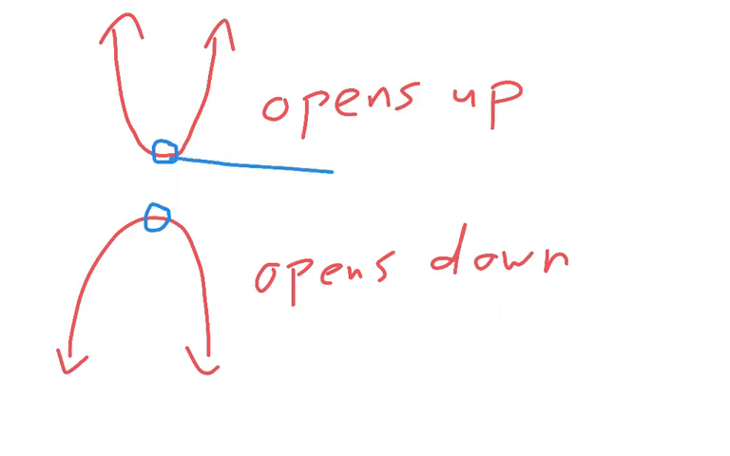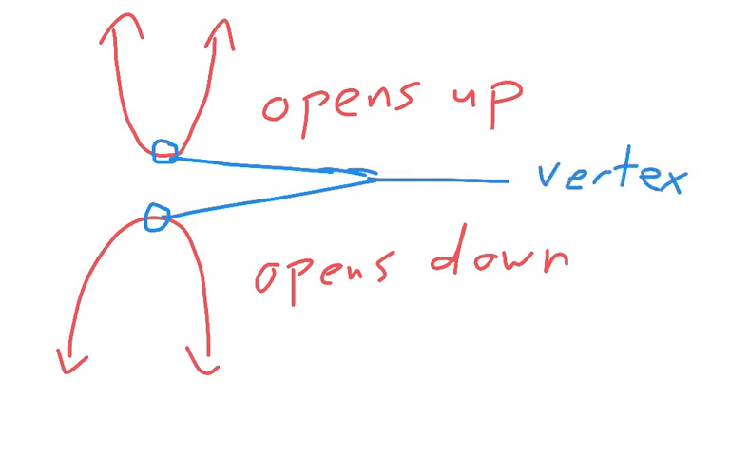Does anybody know what the name for this point is that's the highest or the lowest? Besides maximum or minimum? It's okay if you don't. That is the vertex. When something reaches its vertex, it's reaching its highest point or its lowest point.